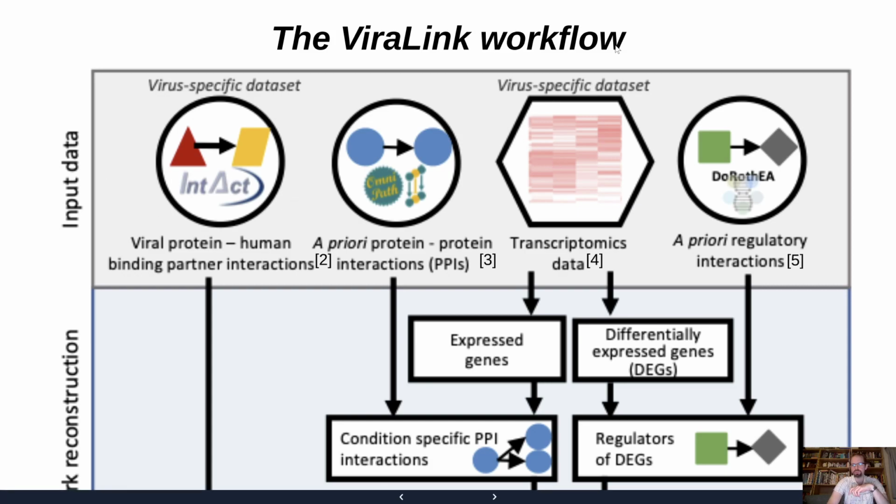Then we used the Blanco-Melo et al. human bronchoepithelial cells gene expression data. From them, we found the differentially expressed genes. These differentially expressed genes we mapped back to transcription factors using the DoRothEA database. Then we also filtered the signaling network for those genes which are expressed in these bronchoepithelial cells. Then we get a condition-specific PPI.